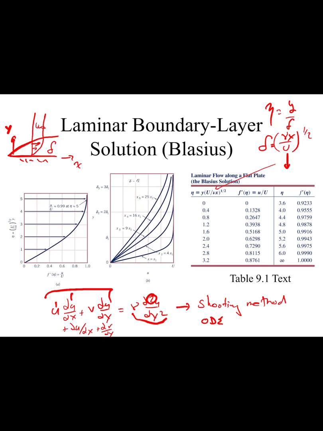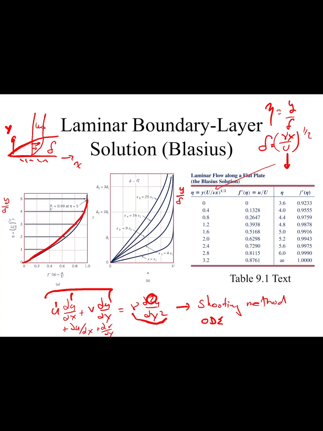When we plot these solutions, we can think of eta as being y over delta, and that's over here. So y over delta, a non-dimensional wall normal coordinate. And then on the x-axis, we have u over, the textbook uses big U, but I call it u infinity. So this is the solution that we have, and you can see the shape of the plot here. So this is the profile.